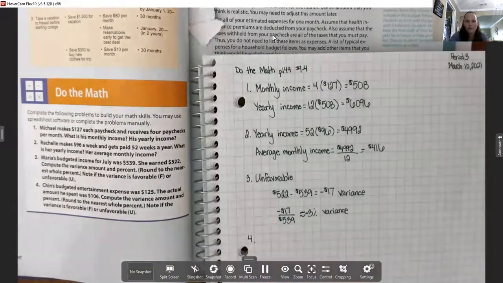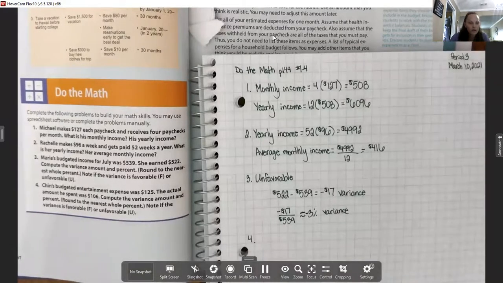All right, same thing, try number 4. So Chin's budgeted amount for entertainment expense was 125. The actual amount he spent was 106. Find the variance amount and percent, and is it favorable or unfavorable?